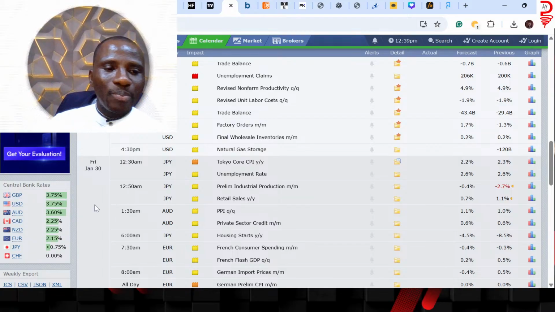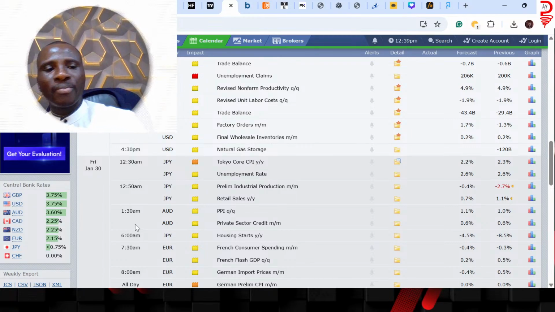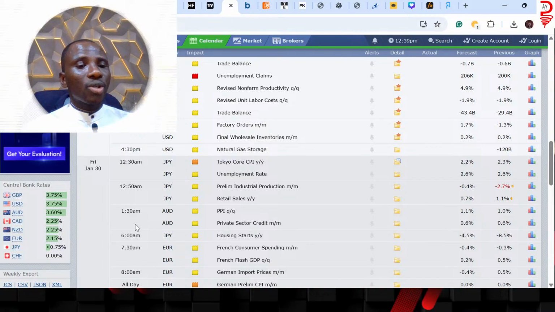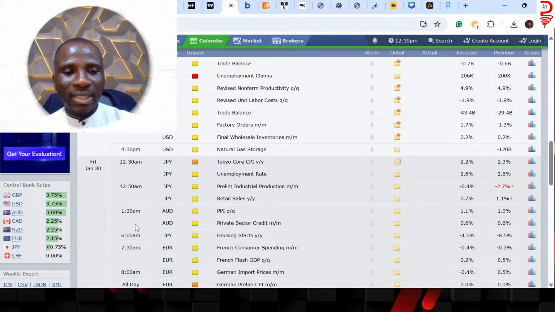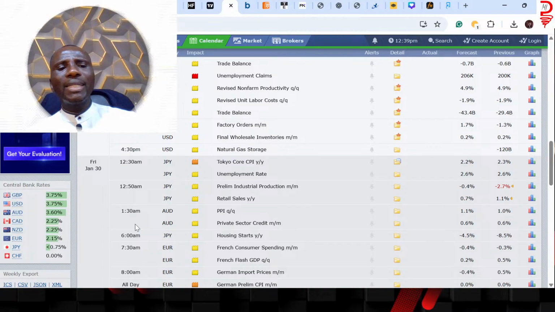When you pair GBP JPY, you will notice that by the time you subtract 0.75 from 3.75, you will still have a very large interest rate difference compared to when you want to subtract 0.75 from 2.25. So what that means is that on a larger scale, the starting point of any storyline when it comes to forex trading is the interest rate position.